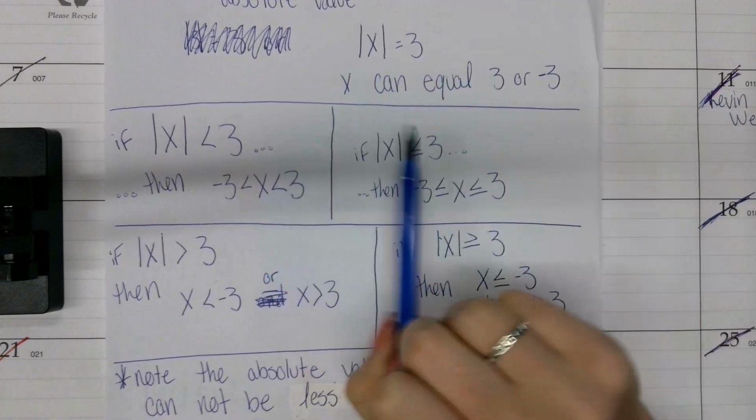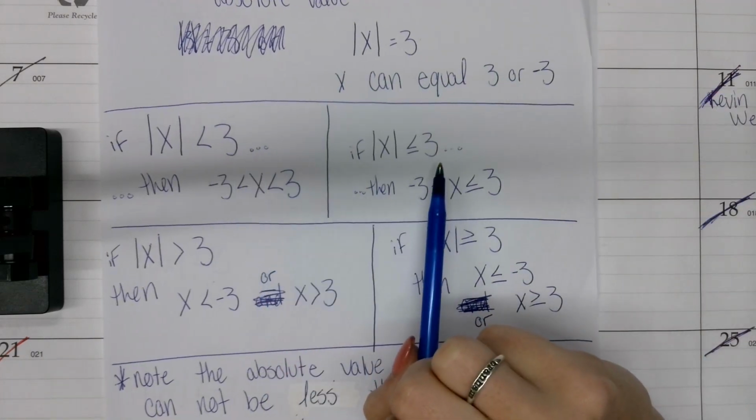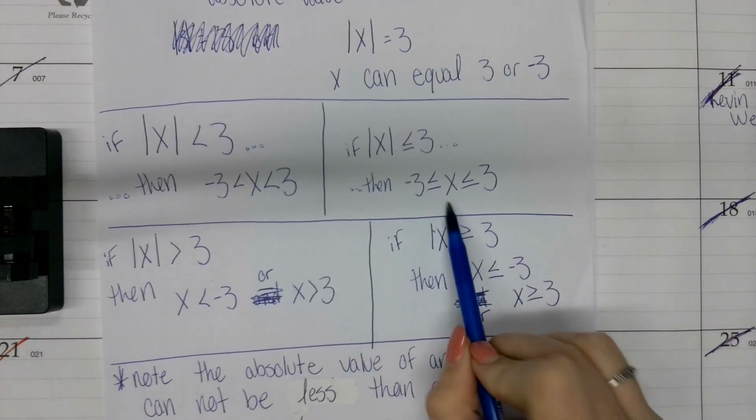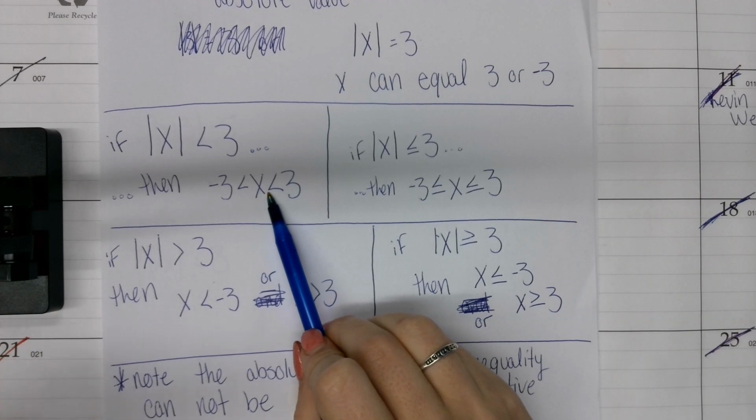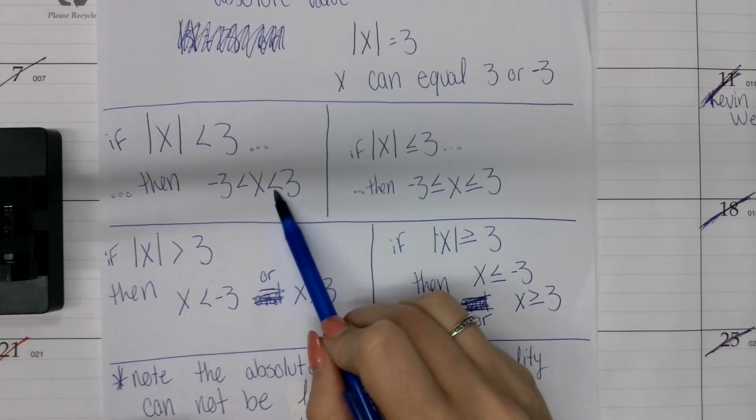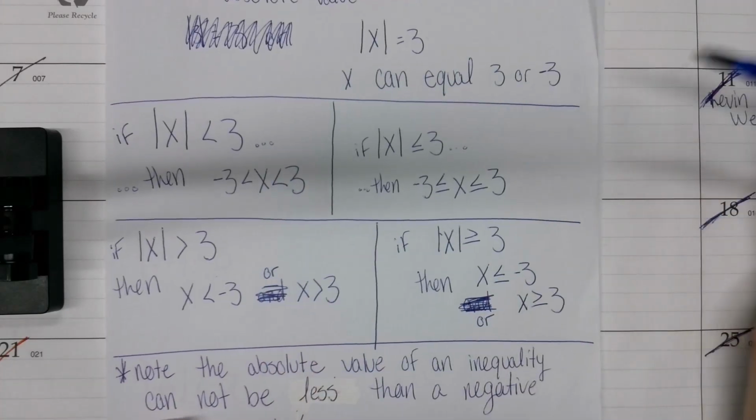So when we get to the inequalities though, if I have the absolute value of x is less than 3 or less than or equal to 3, so as long as it's a less than, the x is going to be in a closed interval. So it's in a closed interval. I had to think of the right words.